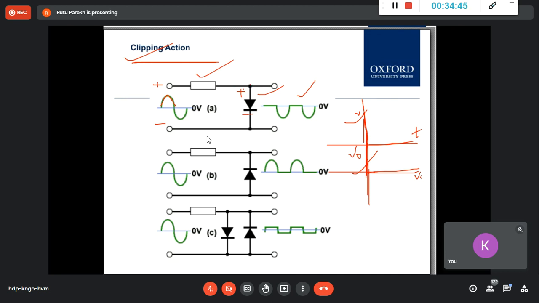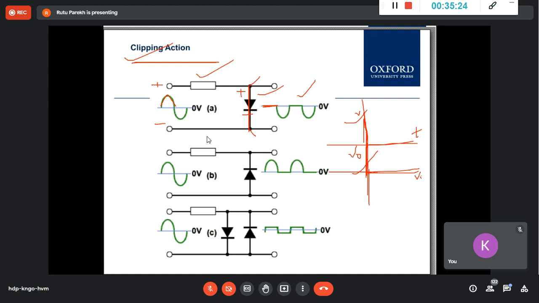So conducting means this is short. It conducted at 0 volts, so it became a short, yes or no? Yes, ma'am. Short means this point and this point are the same, meaning the same potential. So if I take an output across this and this, the difference is what? 0. So for all of my positive half, what do I get as the output? 0 volt. Very good.